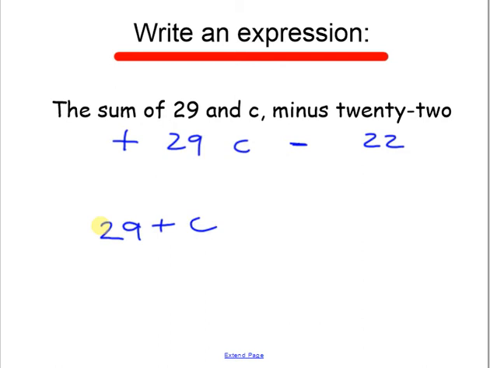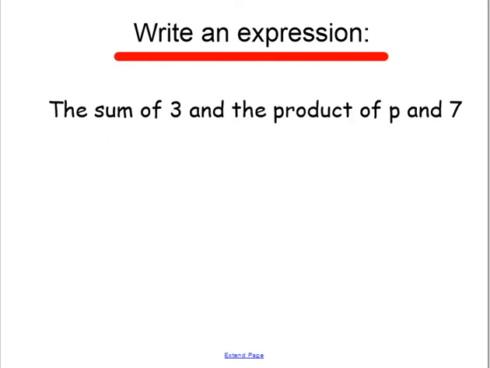Okay? So I want the sum of all of that minus 22. Well, okay, can I just do minus 22? No, I cannot, because that would be c minus 22, and that's not what I want. I want all of this minus 22. How do I do that? Parentheses. Minus 22. Okay? Let's try another one.